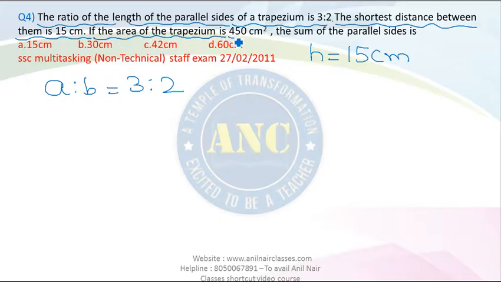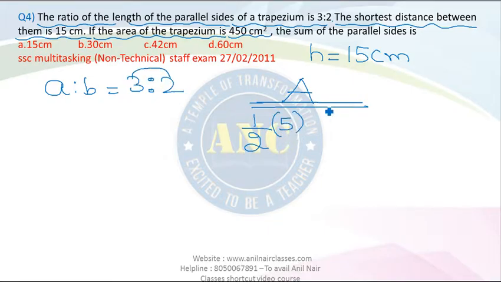If the area of the trapezium is 450 centimeters square, that is according to the question. Now find out the area of the trapezium according to your assumption, or according to the ratio. According to the ratio, the area of the trapezium is half into the sum of the parallel sides, 3 plus 2 is 5, into the perpendicular distance of 15. So 15 into 5 is 75, and 75 divided by 2 is 37.5. But the question says it is not 37.5.